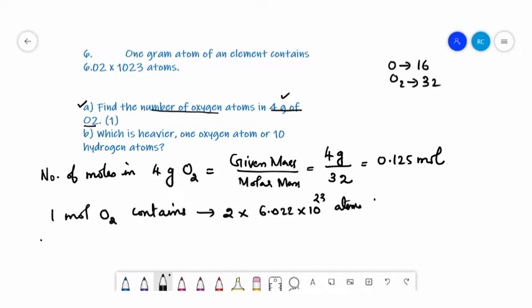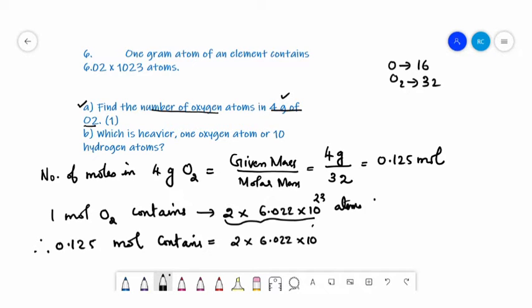Then what about ours? Therefore, 0.125 mole, that is our 4 gram O2, contains 2 × 6.022 × 10^23 × 0.125. So the number of oxygen atoms present in 4 gram O2 is 2 × 6.022 × 10^23 × 0.125. This much atoms.